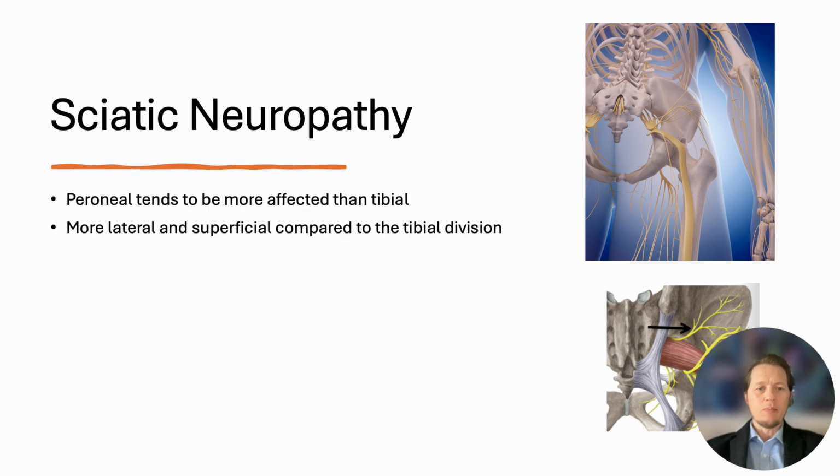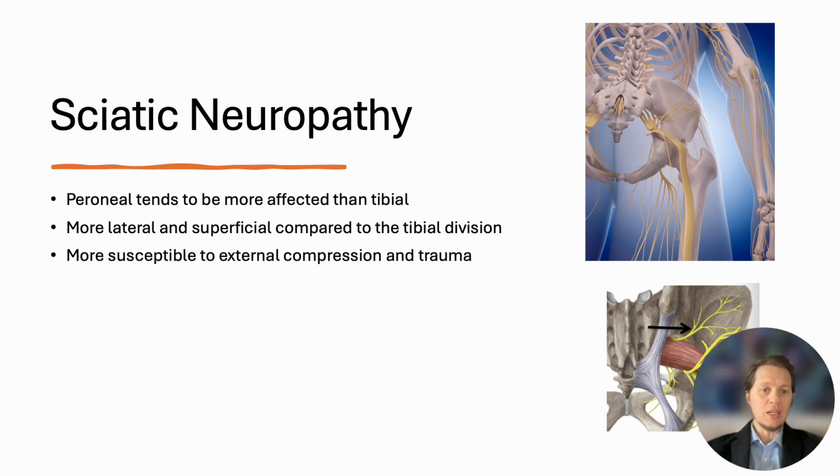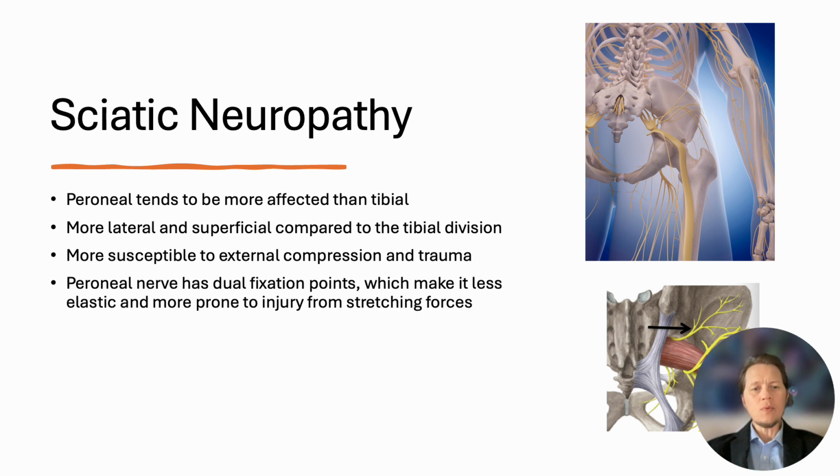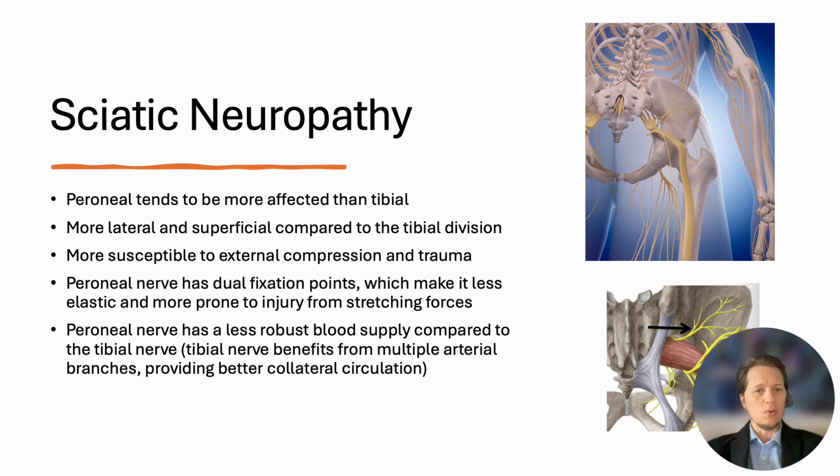Interestingly enough, in sciatic neuropathy, peroneal tends to be affected more than tibial, since it has a lateral and superficial positioning compared to the tibial division, which is more protected in the hip. It is therefore more susceptible to compression and trauma from the outside. The peroneal nerve, compared to the tibial nerve, has a proximal and distal fixation, one in the sciatic region and one downstairs at the fibular head, which makes it less stretchy and more prone to injury in all these different hip positionings that they have to do for all these surgeries. So peroneal tends to get injured more in cases of sciatic neuropathy.